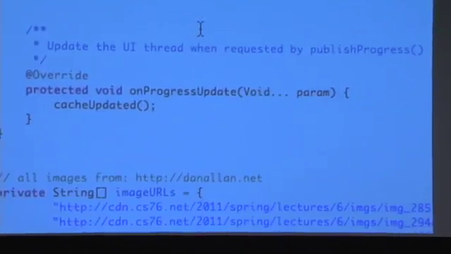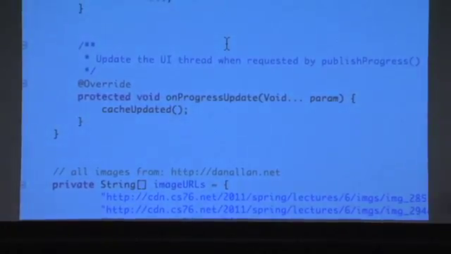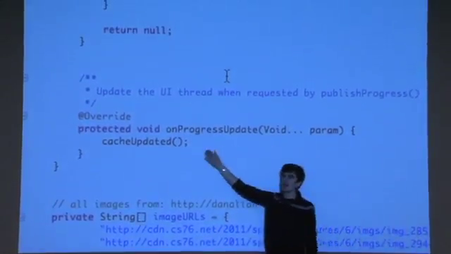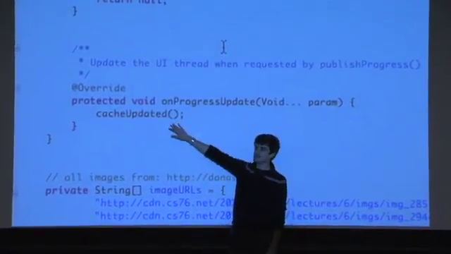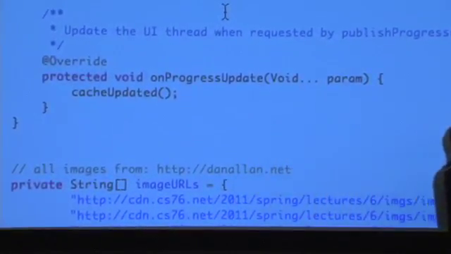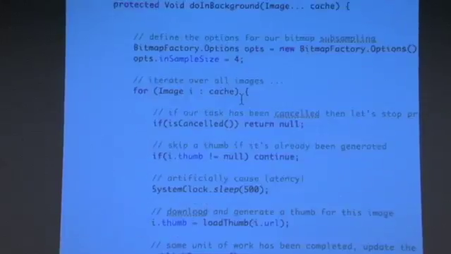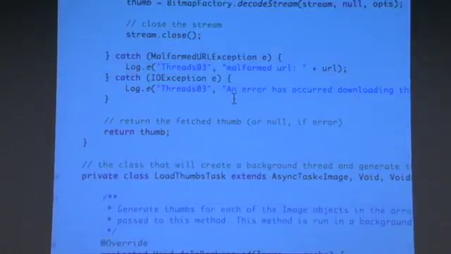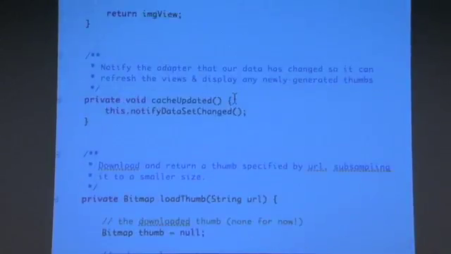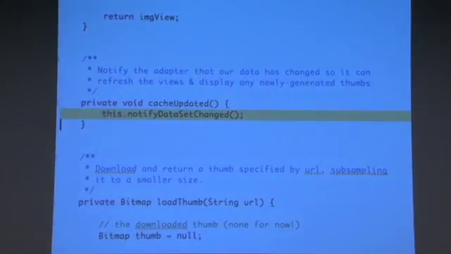We actually want to notify the user that that's the case. And again, onProgressUpdate is the method that's going to be called, and it's going to be called in the UI thread. So what this means is that I can call methods in the UI thread and notify the UI that something is done. So in this case, it runs the cacheUpdated method, which by itself isn't very fancy, but all it does is it tells the adapter that the data has changed, and it's just going to refresh.